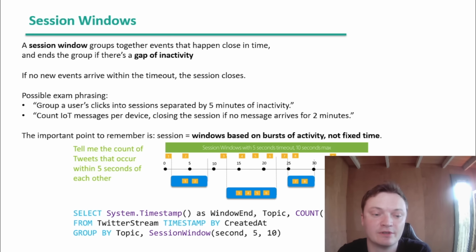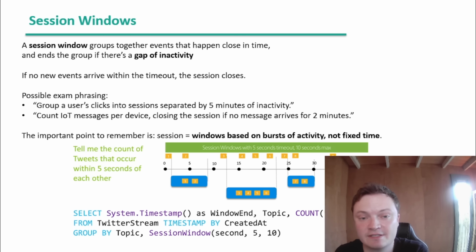The next window we're going to look at is a session window. A session window groups together events that happen close in time and ends the group if there's a gap in activity. If no new events arrive within the timeout, the session closes.